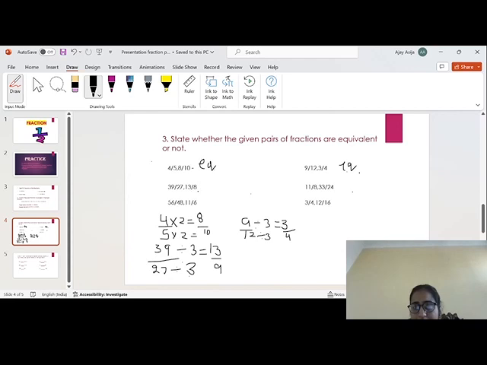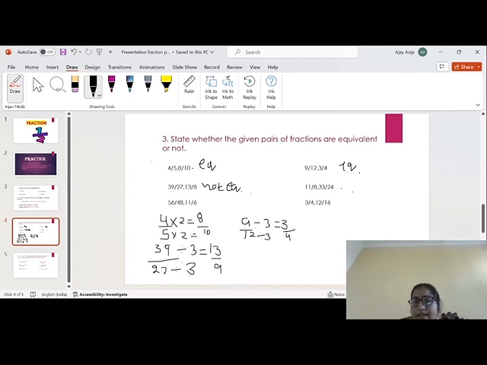But here we have 8 in the denominator. So these are not equivalent. For equivalency, here must be 9. So these are not equal.